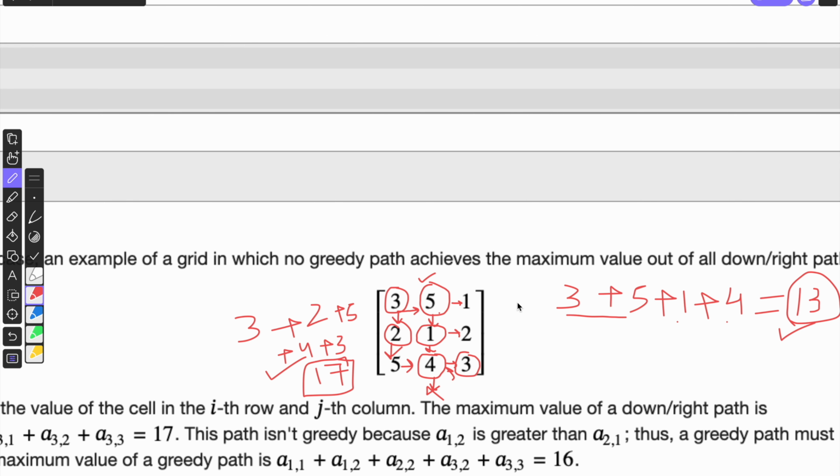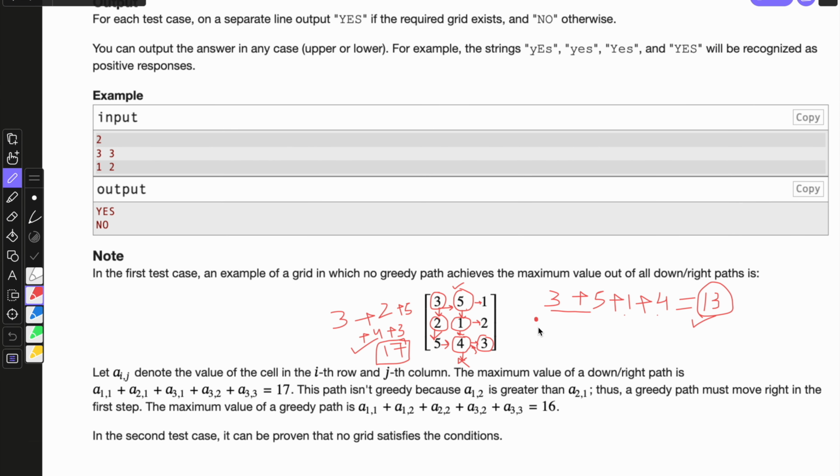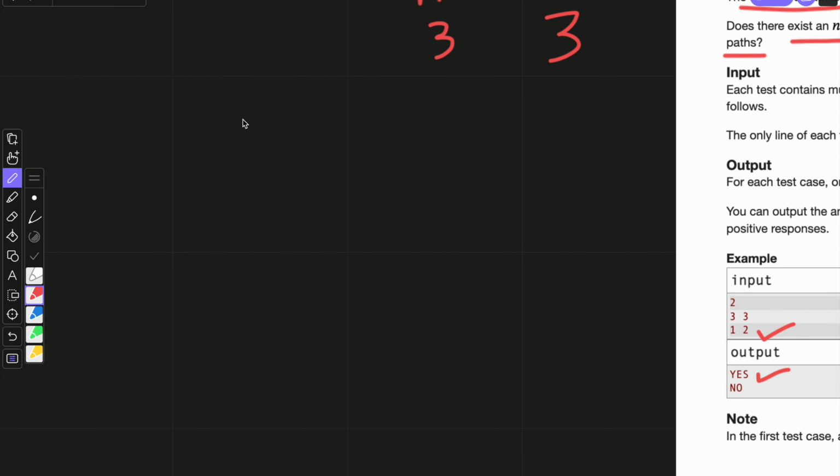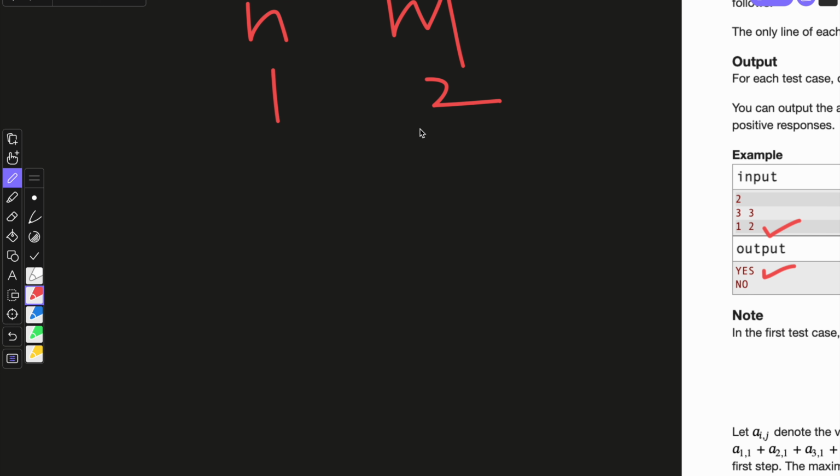Okay, so we have to tell whether this condition exists or not, whether there is an array in which the greedy answer is not the optimal answer. Okay, so that's how in this test case we can tell by seeing this array that yes, a greedy path is not optimal. In this case we can get it, right? So let's see the next test case, which is 1 and 2. Okay, so n and m is 1 and 2. Okay, so the number of rows is 1 while the number of columns is 2.